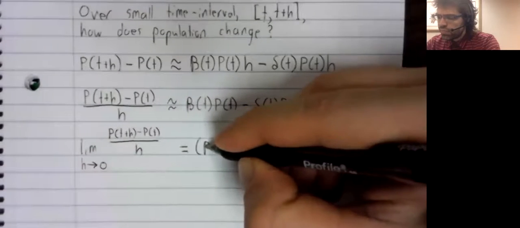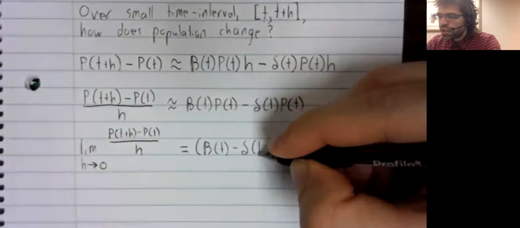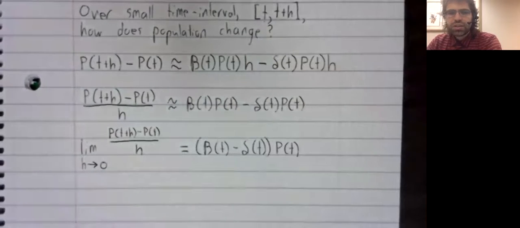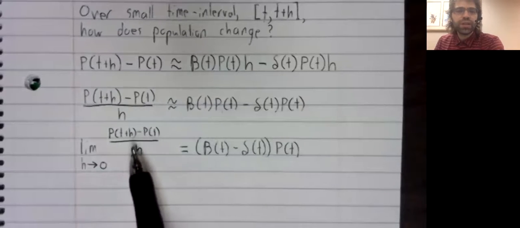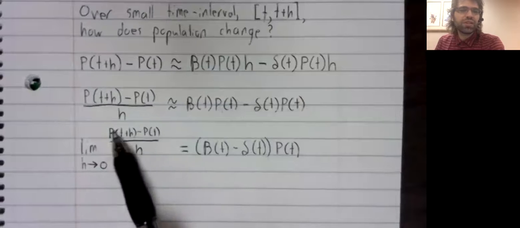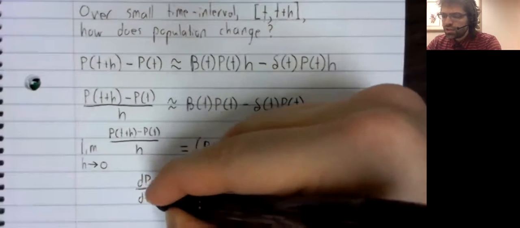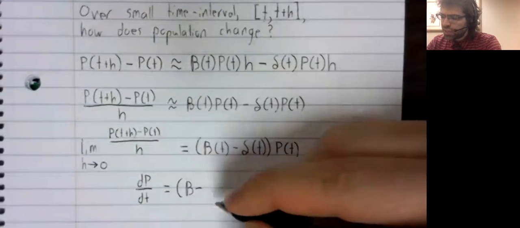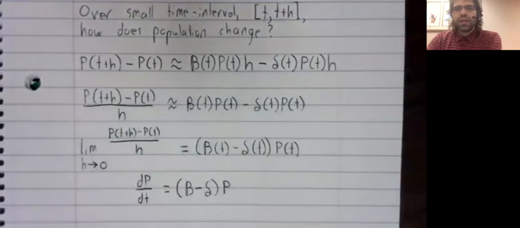Over here, taking the limit doesn't do anything because there aren't any h's on the right-hand side. I am going to take the opportunity to pull these common P of t's out. And on the left, this, of course, is the definition of the derivative. dP/dt equals, I'll write, beta minus delta, P. And this is the general population model.